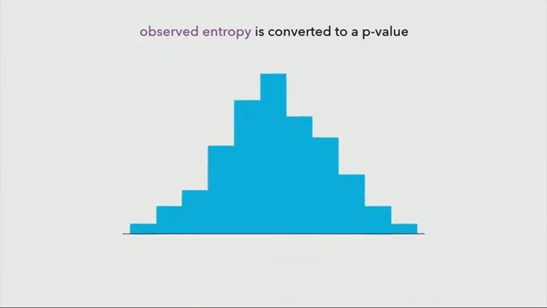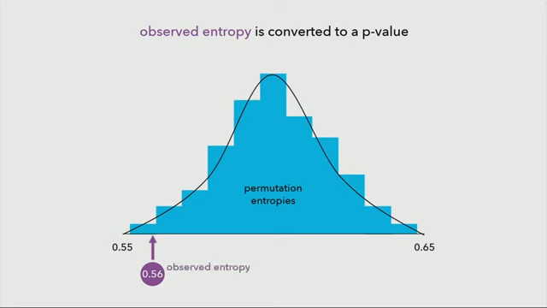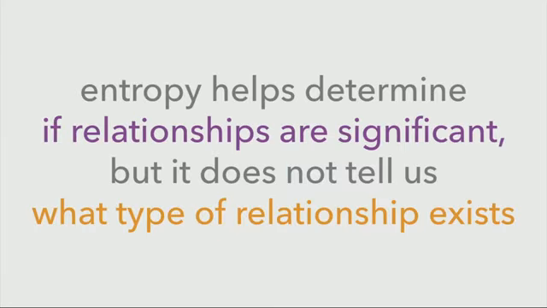So if we bring this over, we have our distribution, and we convert it to a p-value. If it's at the tail end on one side or the other, then there's a higher confidence that we can reject the null hypothesis that x and y are independent of each other with that entropy value. In this case, there's a very low chance that these two are not related. So entropy is just used to determine if these two things are related, but it doesn't tell us yet what type of relationship you have, which is very important as well.